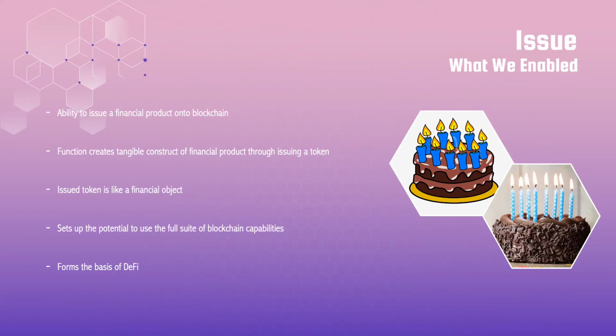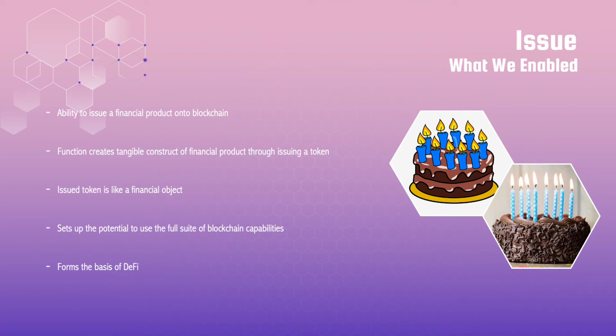As you can see from the last video, we've demonstrated the ability to issue a financial product onto the blockchain, which requires a significant amount of work. But what does this mean? What does it enable? This function creates a tangible construct of a financial product through issuing a token. With this technology, the issue token can be compared to a financial object.